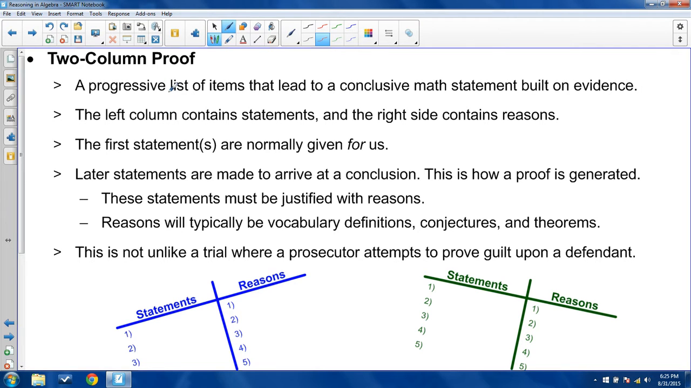So a two-column proof will have two columns for statements and reasons. The statements are the claims that we make. The reasons are pretty much the evidence for something that can be made. Say that you are a prosecutor in a trial and you're trying to prove a defendant guilty. Well, with every statement that you make, and therefore he committed the crime, you're going to have some good reasons behind that to make that statement. Now that therefore will be the final concluding statement. So later statements are made to arrive at a conclusion, and that's how the proof is generated.